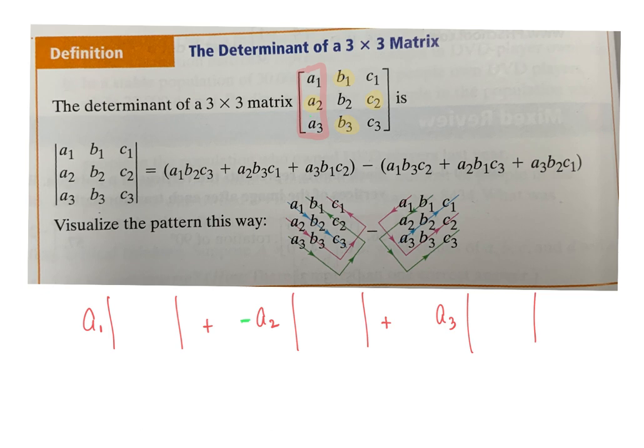All right? And then what I do is I create 2x2s. So I'm going to show you what I mean by that. So if I were to take A1, so we're going to just look at A1.